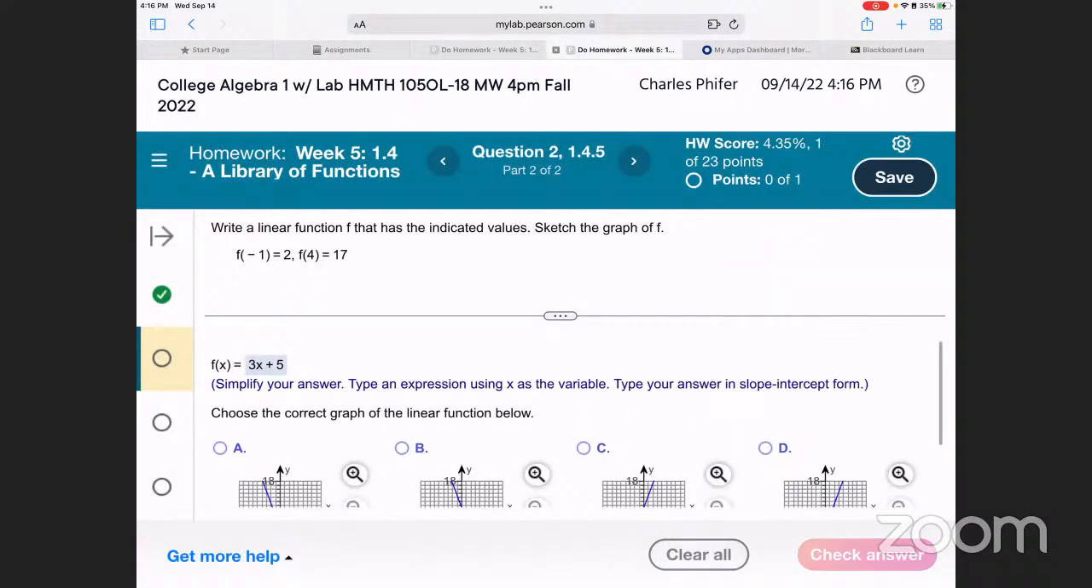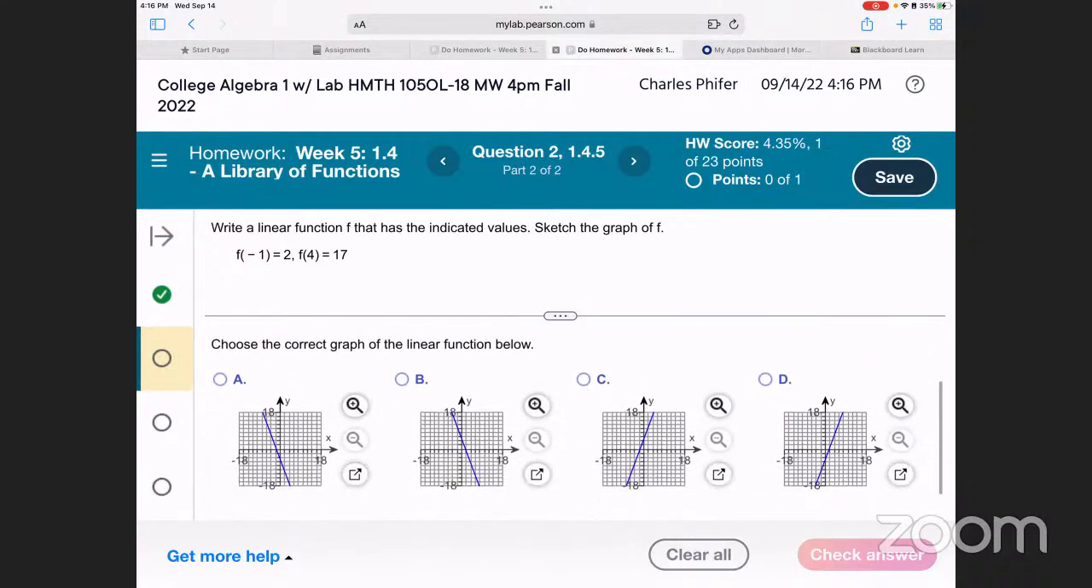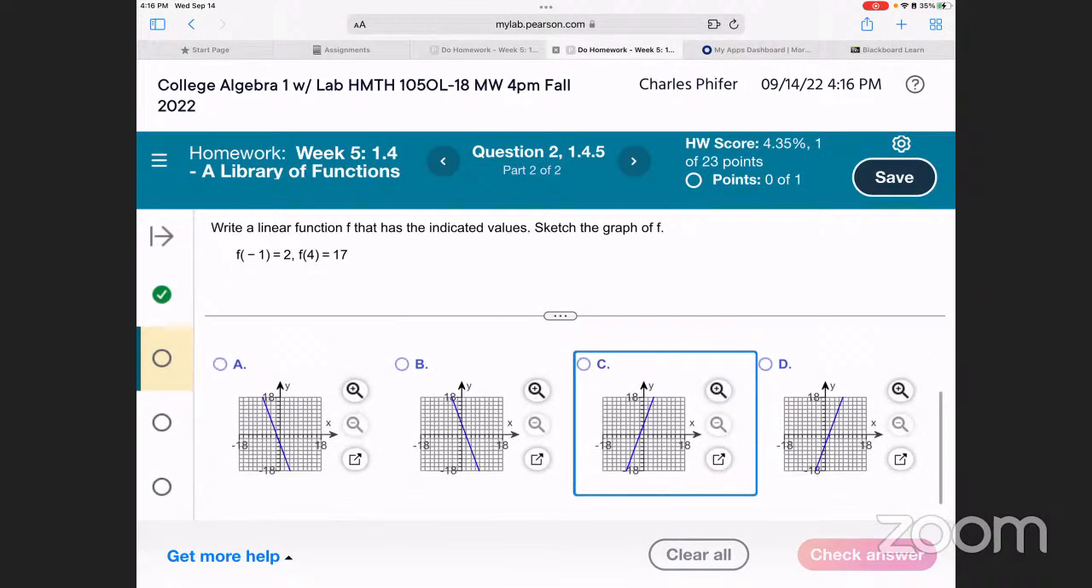So that means our y-intercept is 5 and has a slope of +3. So since the slope is positive, it can't be a and b. And then between c and d, the only one that has a y-intercept of +5 is c. So I'm going to go with c.